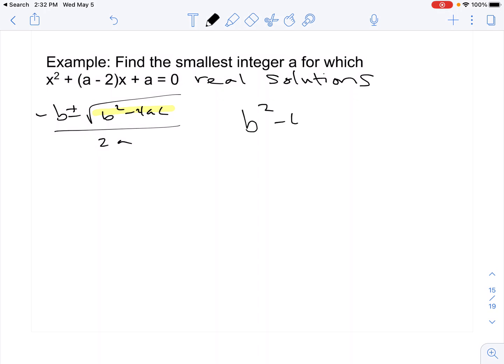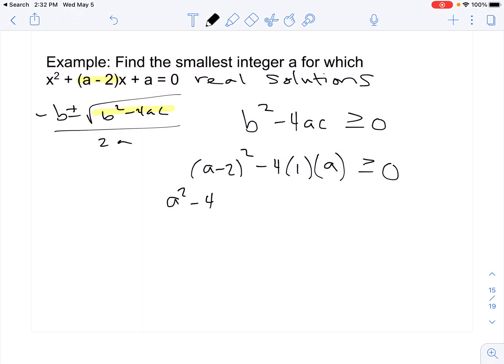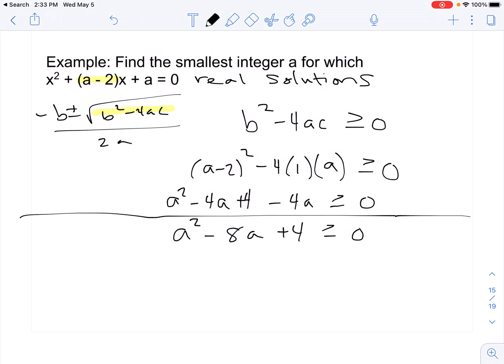So we want b squared minus 4ac to be greater than or equal to 0. So I'm going to find my discriminant. b is a minus 2, a is 1, and c is a. And I'm going to multiply this out. And essentially what I have here is a quadratic inequality. To solve a quadratic inequality, you would solve it like you would the quadratic formula, but then you test values to see if it's true or false.